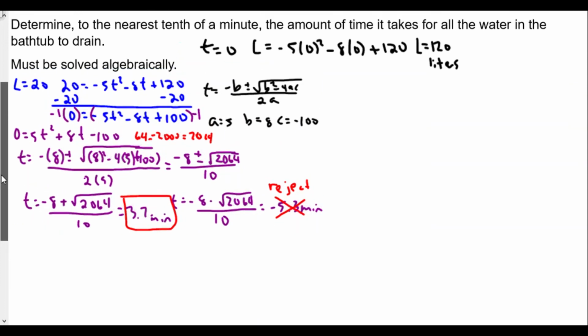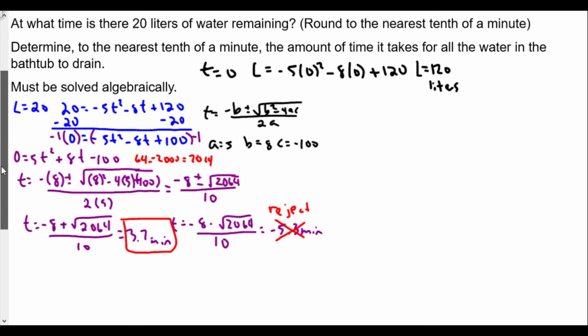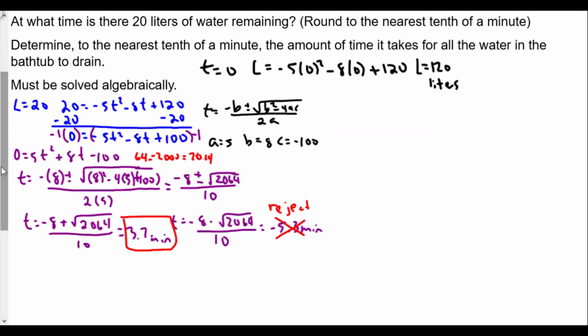All right, so the last one is, to the nearest tenth of a minute, the amount of time it takes for all the water to drain. Well, we have our quadratic formula, but now we have to use different values. In this case, our equation is going to look like the following: 0 equals negative 5t squared minus 8t plus 120, because there's no more water left.